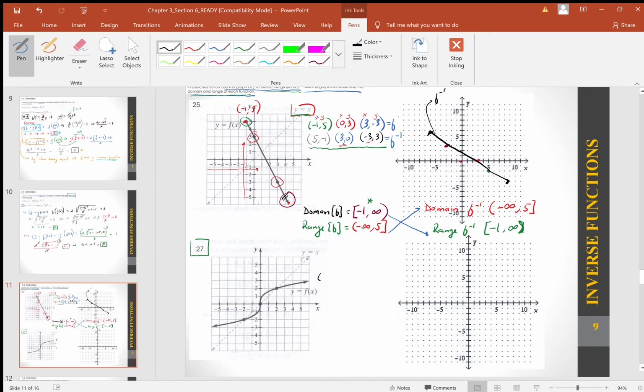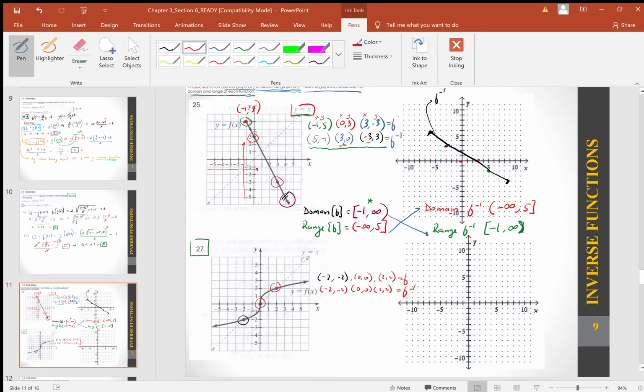So here we have our first point. This right here is negative 2, comma negative 2. This point right here is 0, comma 0. And this point right here is 2, comma 2. You swap them. This is for your function itself. You swap them. Again, negative 2, negative 2, 0, comma 0, and 2, comma 2. And this is your inverse function.